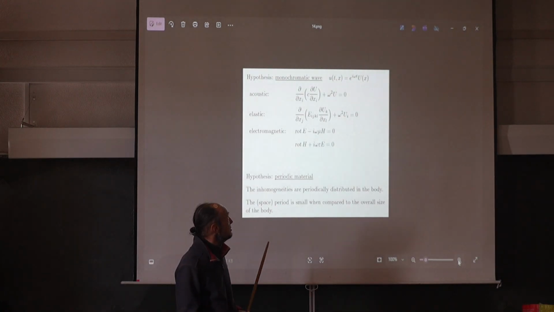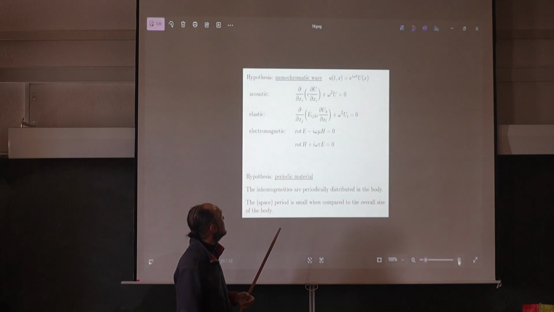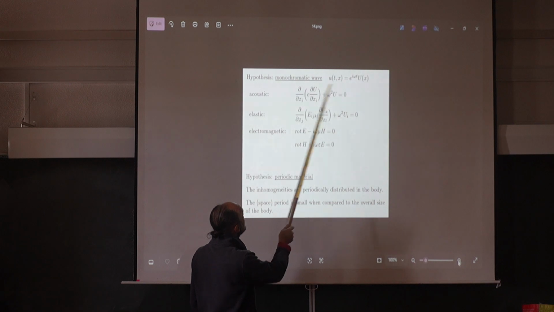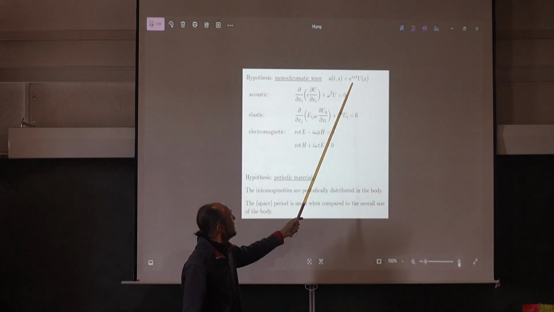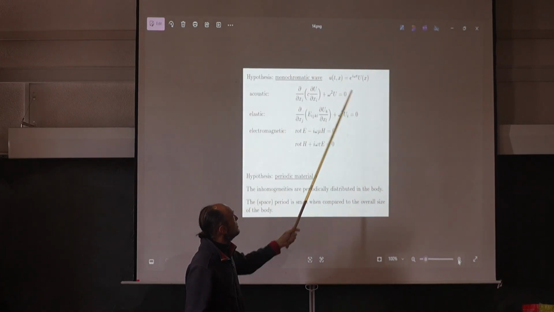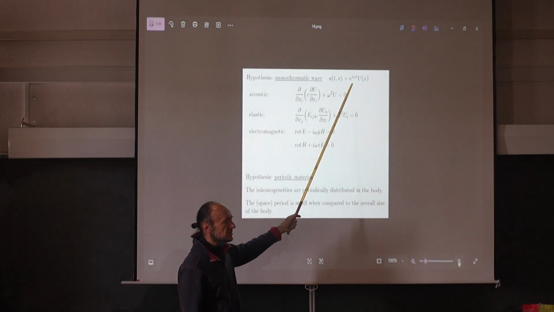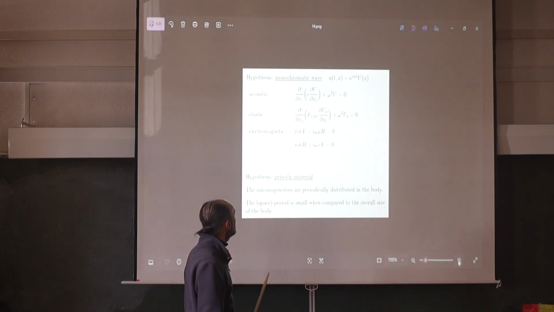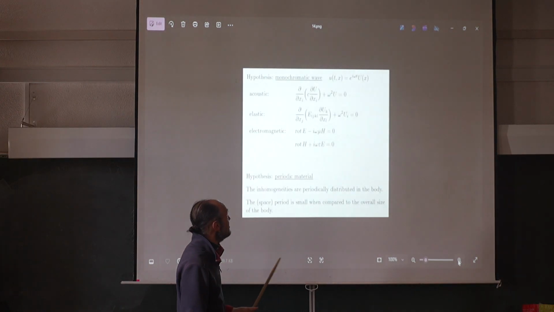In order to study such problems, you would like to get rid of the time dependence. And you get rid of the time dependence by assuming that the wave has a special structure. It is monochromatic. It has a given angular frequency omega, and so this is the time dependence. So you isolate the time dependence from the dependence in space. This is a classical trick for studying wave propagation when you prescribe the frequency.